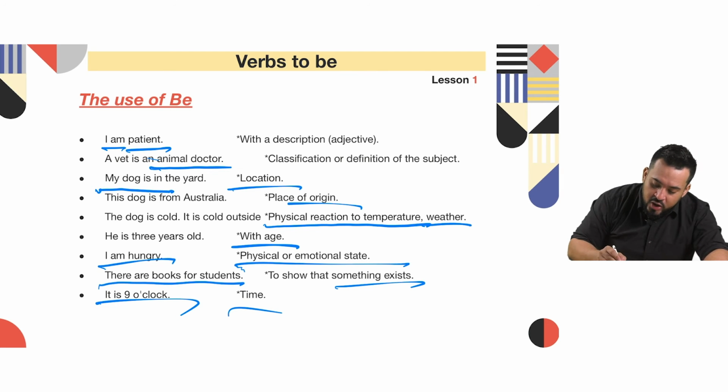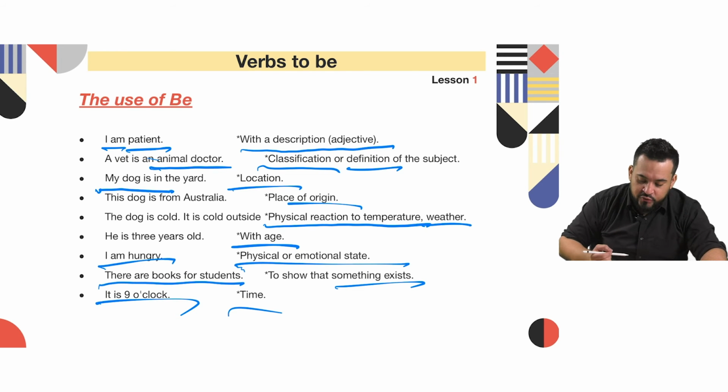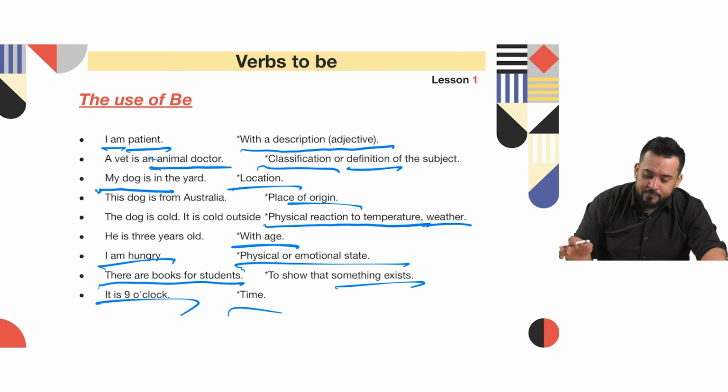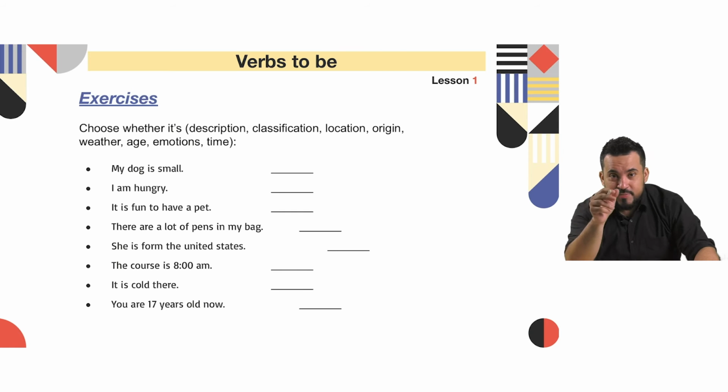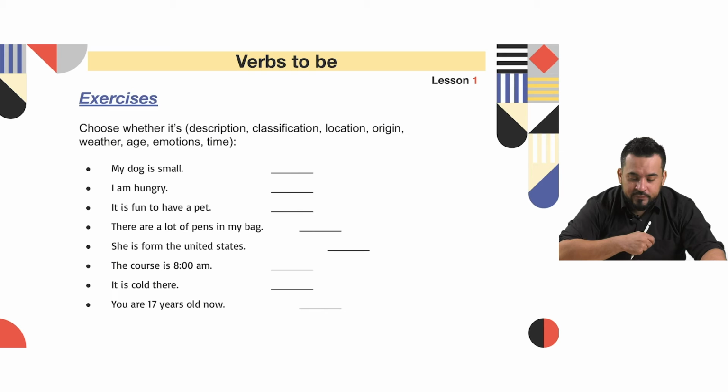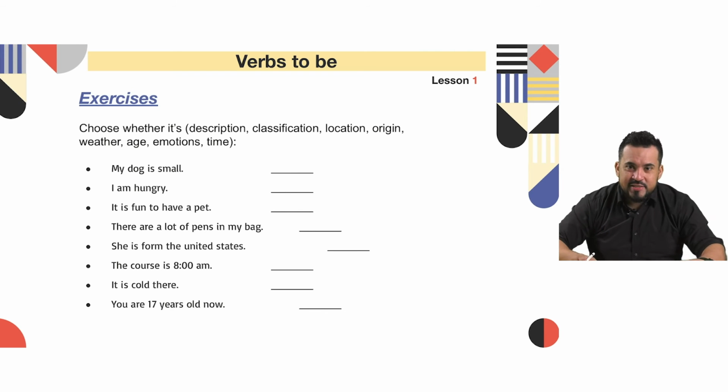So let's double check here. With a description or adjective, we use verb to be. Classification or definition of the subject, we use verb to be. Location, place of origin, physical reaction to temperature or weather, we use it with age. Physical or emotional state, something that exists to show it's there, and time. All right, let's do a quick exercise to make sure that you don't forget. We can cheat a little and go back and look if it will help. So we'll do this exercise together.